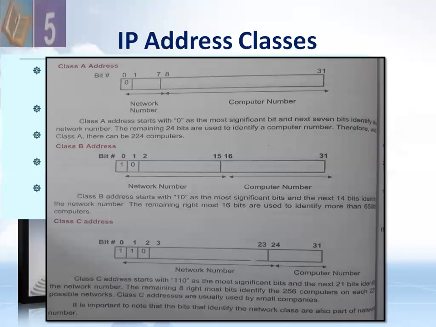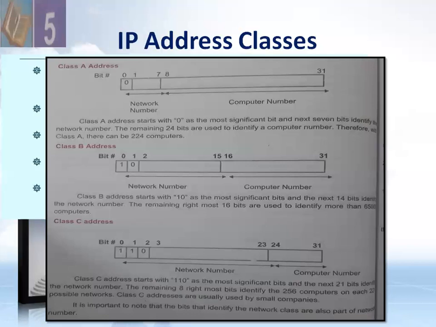Then we have class B address. In class B address, we start with 10 as the most significant bits and the next 14 bits identify the network number. The remaining 16 bits are used to identify more than 65,000 computers. Then we have class C address. Class C addresses start with 110 as the most significant bits and the next 21 bits identify the network number. The remaining 8 rightmost bits identify the 256 computers on each of 2^21 possible networks.